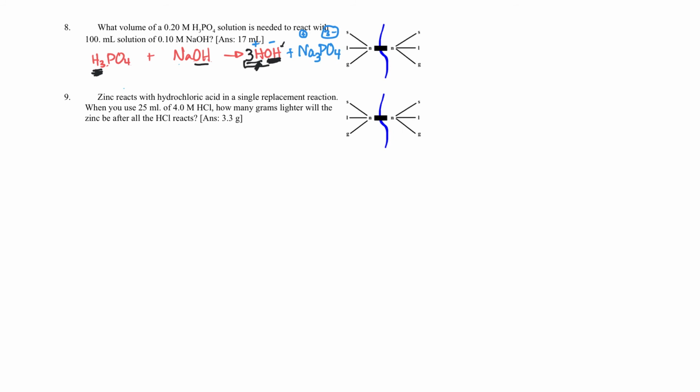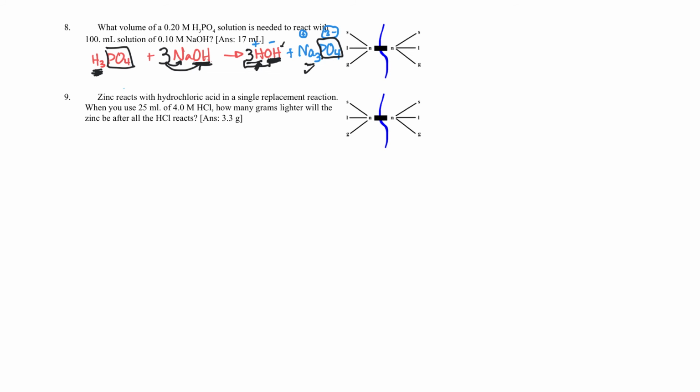But that gives me now 3 hydroxides. Here I only have 1 hydroxide, so I'm going to have to put a number out front here to give me 3 of them. So now I've got 3 hydroxides. But doing that gives me 3 sodiums. Over here, I have 3 sodiums. Life is good. Here I have 1 phosphate, and over here I have 1 phosphate. And so now my equation is balanced.